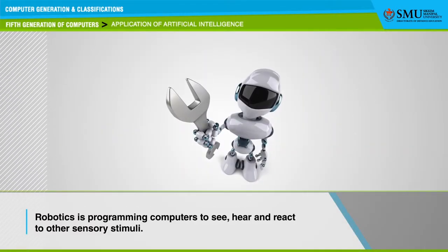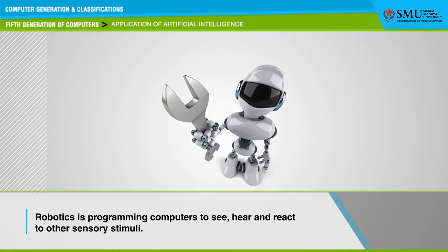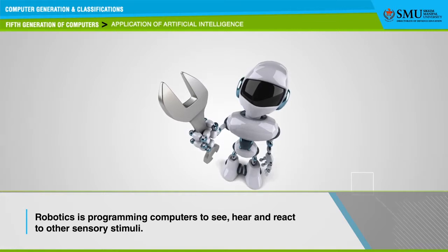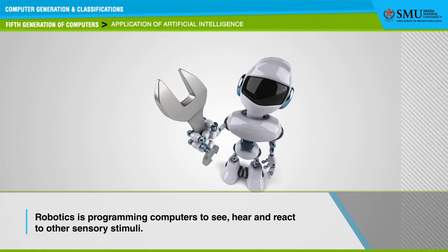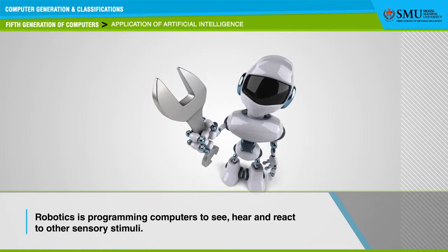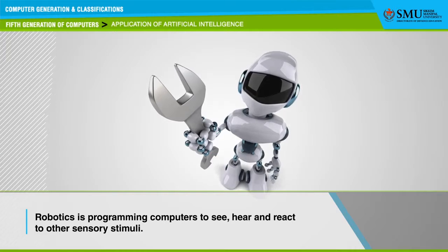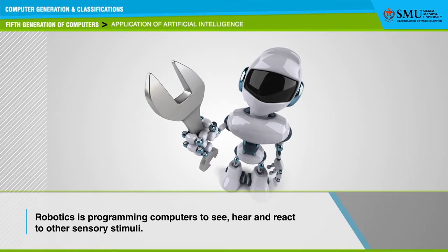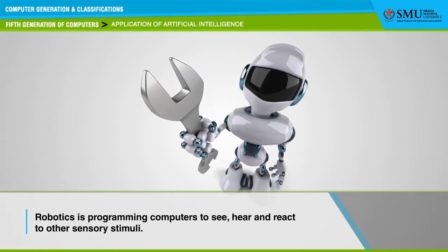Robotics is programming computers to see, hear, and react to other sensory stimuli. Currently, computers do not exhibit full artificial intelligence. In the area of robotics, computers are now widely used in assembly plants, but they are capable only of very limited tasks. Robots have great difficulty identifying objects based on appearance or feel, and they still move and handle objects clumsily.